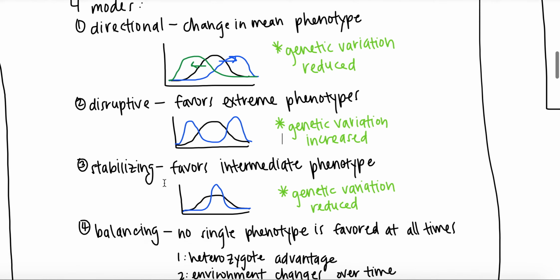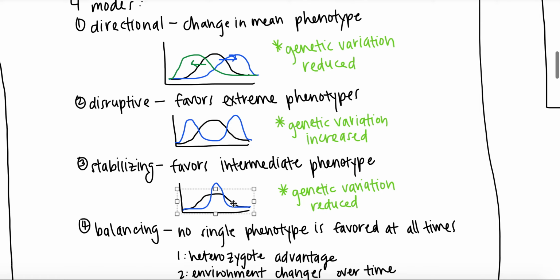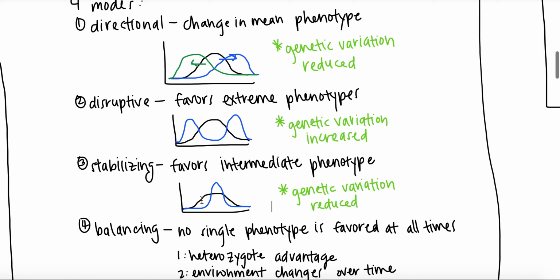So stabilizing selection is when it favors the intermediate phenotype, and this causes a reduction in genetic variation because this variation right here is reduced and this variation right here is reduced. It is mostly the medium-sized beak birds, and these smallish beak birds and these large-ish beaked birds, they're all gone now.